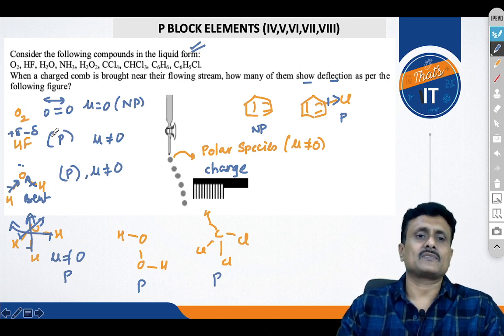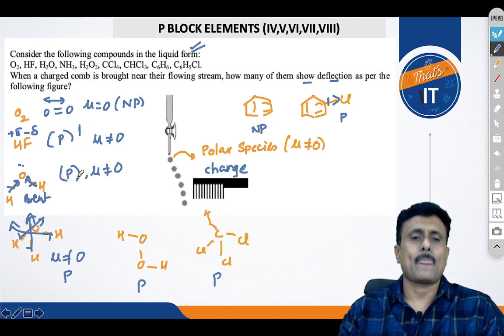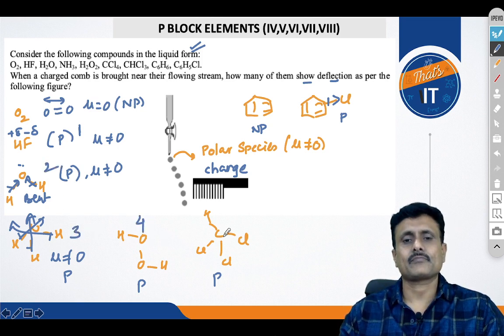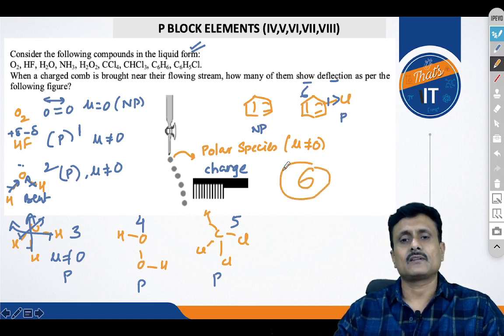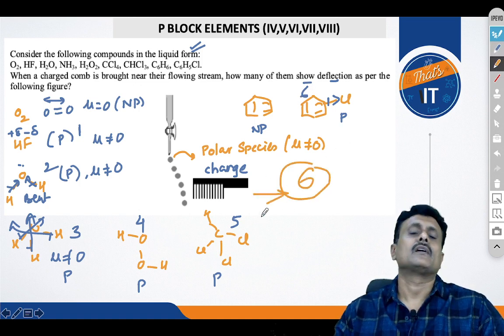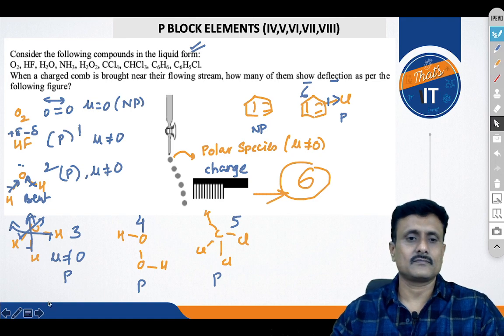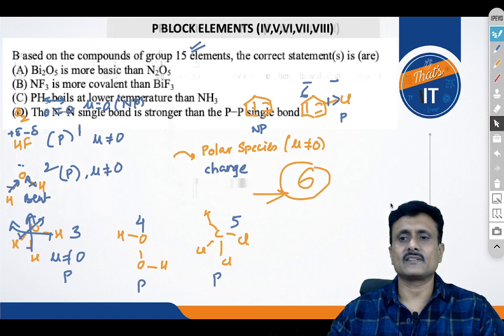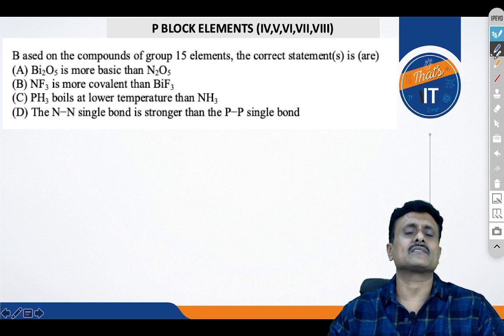That means polar species are how many? You can see 1. Alright, polar species you need to count. So the total number of species that are getting deflected is 6, that is polar. Now let's see the next question. The easy questions, isn't it?